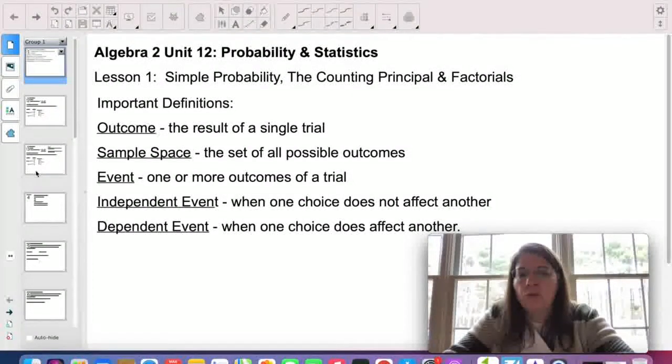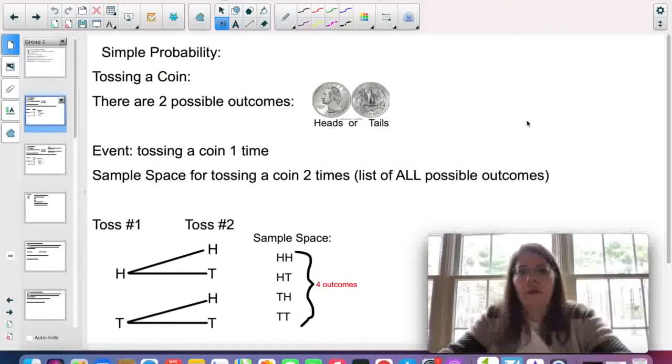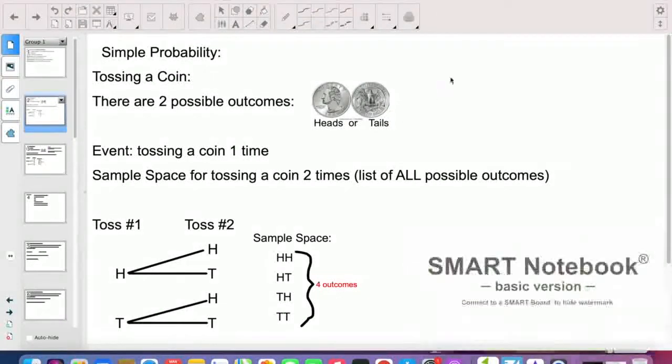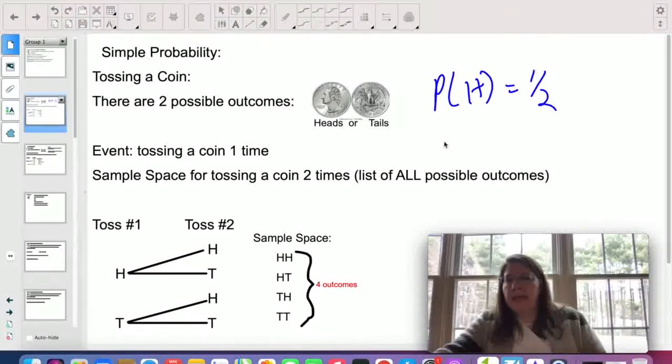And so when you're doing probability, sometimes you'll be asked if it's independent or dependent and then asked to find the probability based on what the problem says. So let's just quickly look at some simple probability. There are two possible outcomes to flipping a coin, heads or tails. If we toss a coin one time, the probability of your result being heads is 1/2, and the probability of being tails is 1/2.